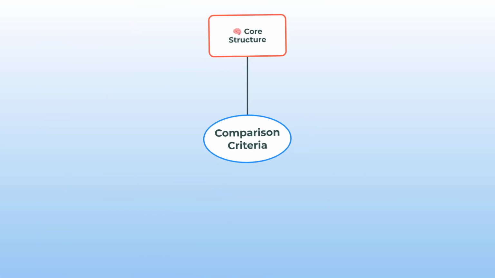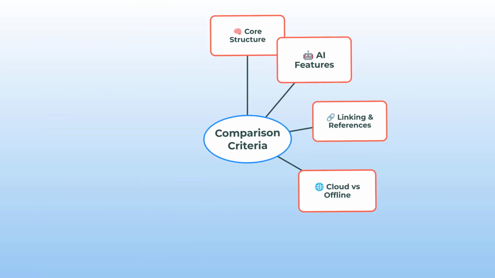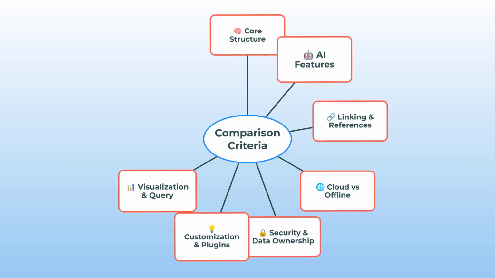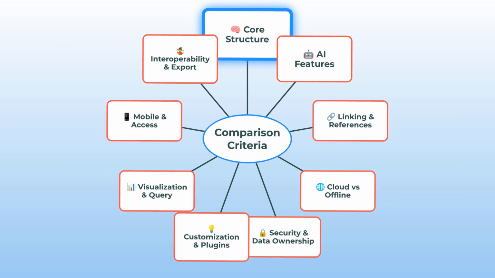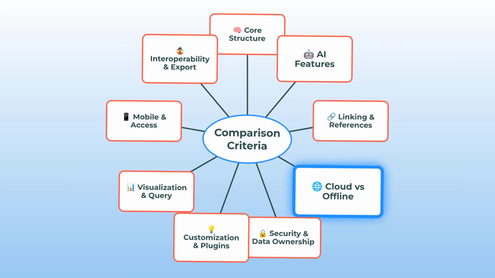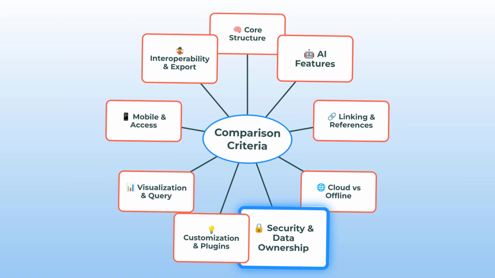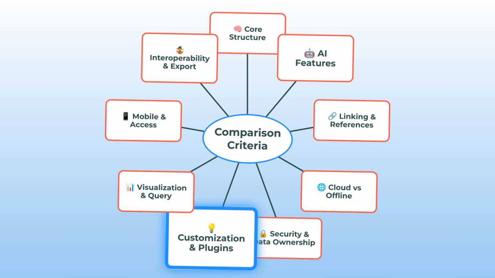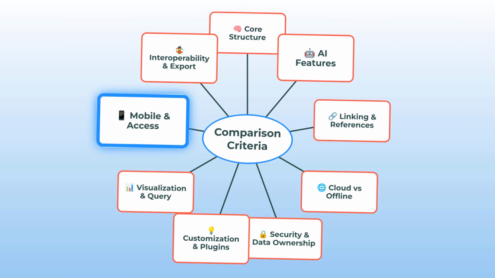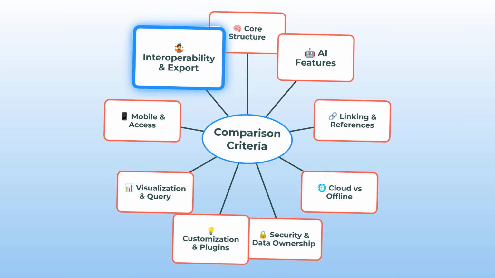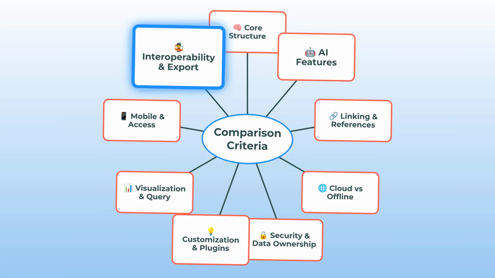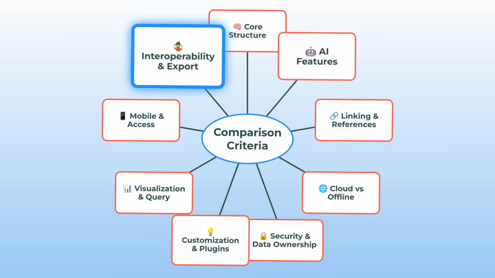First up, check this out. We've got our very own mind map showing off the categories we're pitting these two against each other in. Core structure, AI features, linking and references, cloud versus offline, security and data ownership, customization and plugins, visualization and query, mobile and access, and interoperability and export. So yeah, we're getting into all the juicy details. If you've ever had a deal breaker in a note app, we're probably covering it, promise.